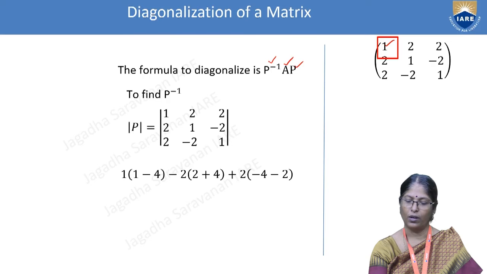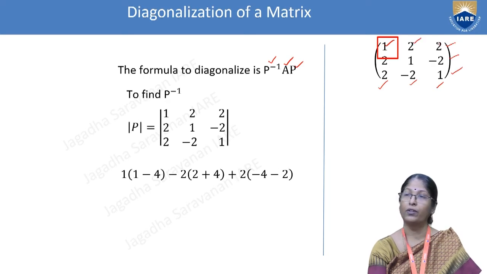Anyway, it is R1, R2, R3, or C1, C2, C3. The 6 ways, any way we can expand it. Here we expanded along R1. The position signs we should remember: this position positive, this position negative, this is positive. That we also have to keep in our mind.